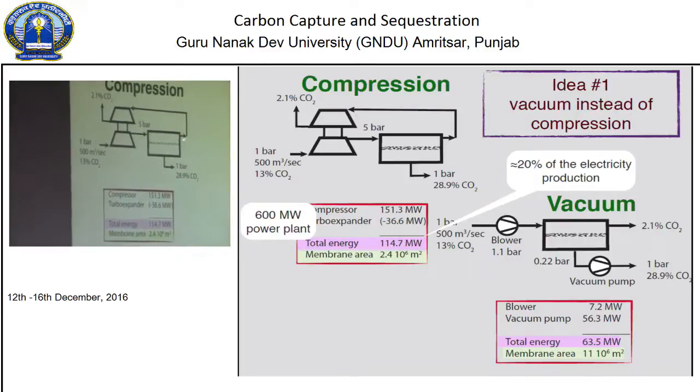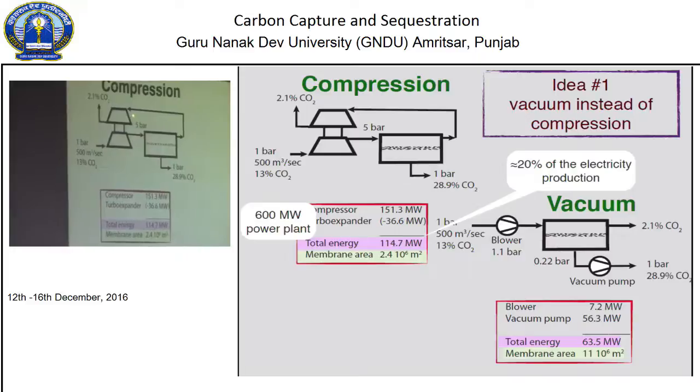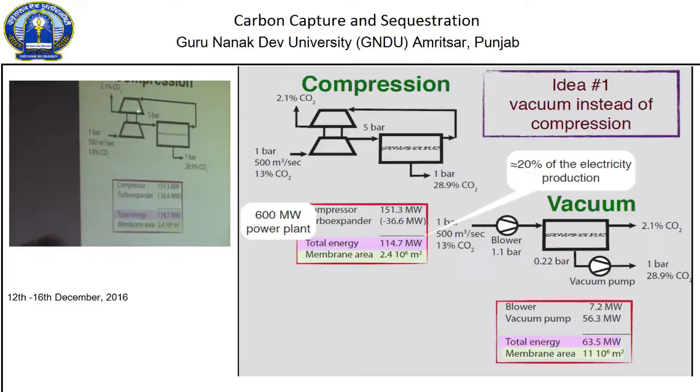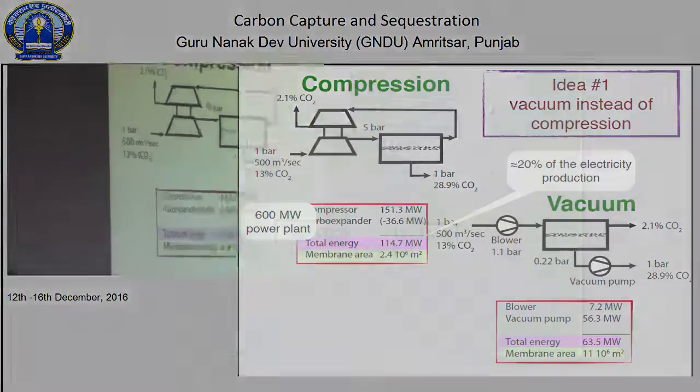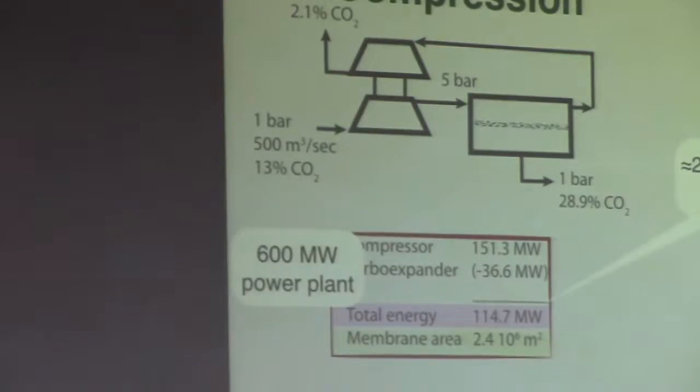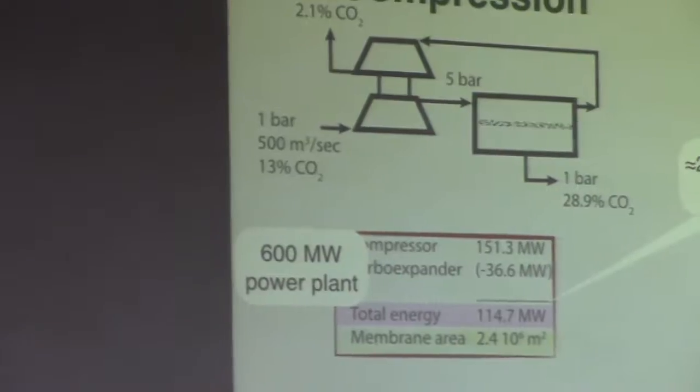And the stuff on the high-pressure side is recycled back to an expanding turbine that generates a little bit of power, and there's a little bit of CO2 coming out. So here's the costs here. The total energy is over 100 megawatts for a 500 megawatt power plant, and the membrane area is over 1 million square meters. That's pretty bad. That's 20% of the electricity production for a 600 megawatt power plant.